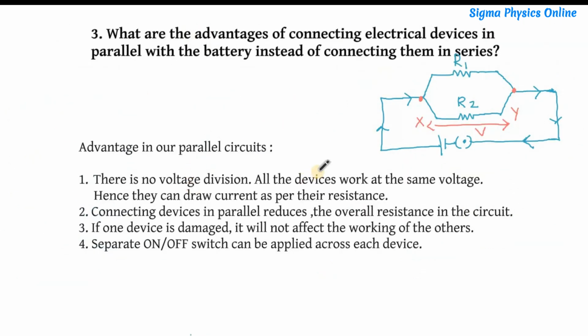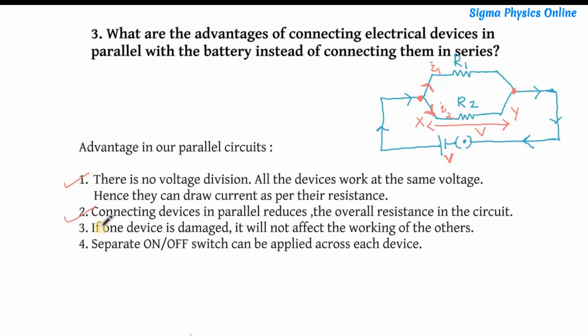So now let's look at the advantages of parallel circuit. First, there is no voltage division. All the devices work at the same voltage. Hence they can draw current as per their resistance. That is, the potential difference at V is equal to the potential difference between X and Y. So the device R1 is working at a voltage V, and the supply voltage to the device R2 is also V. So as per their resistance, they can draw different values of current.